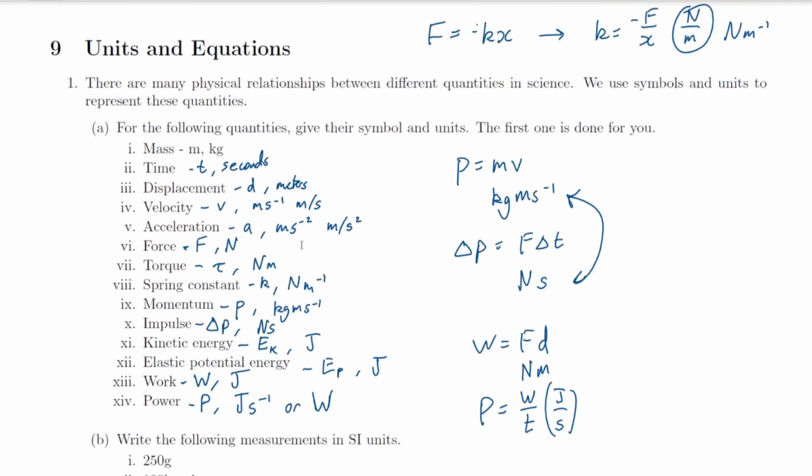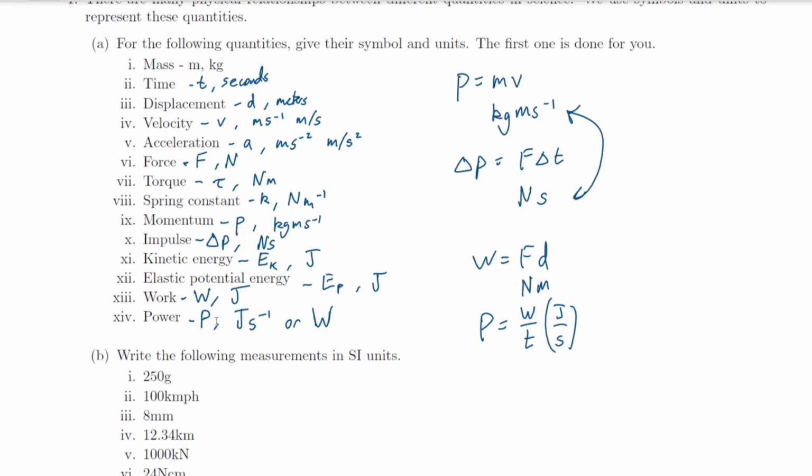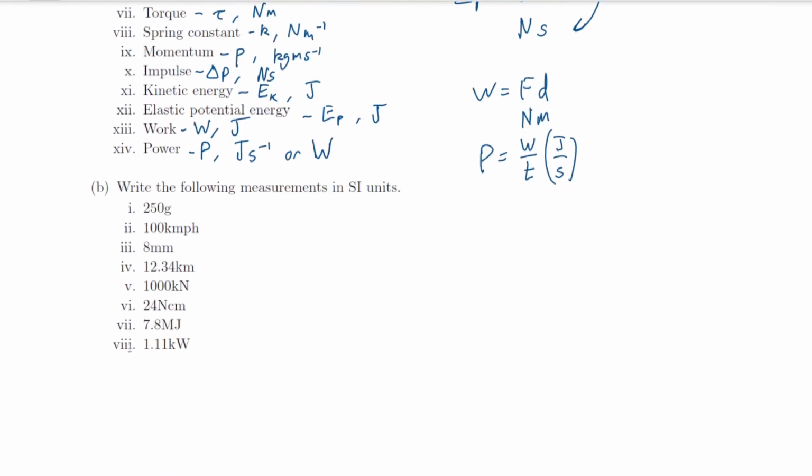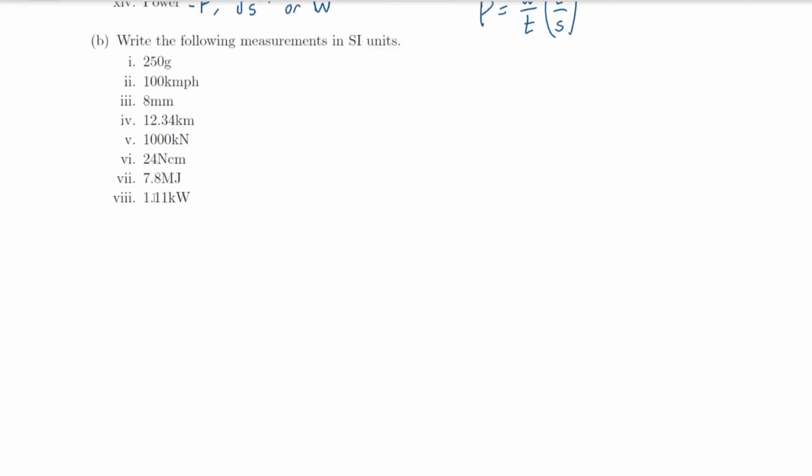Okay, that is all of the quantities in level 2 mechanics, their symbols and units. Part B. Sometimes, if the question's a bit mean to you, it doesn't give you the quantities in SI units, and you need to convert them first, right? Before you can use any of your equations, convert them to SI units. So let's do that together now.